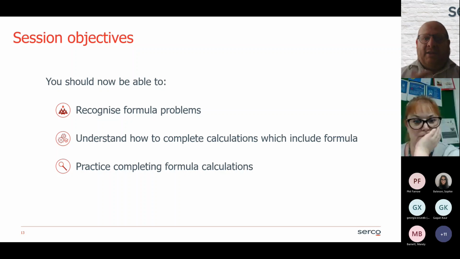And we may need to read the explanation. We needed to read earlier on about Emma travelling from Glasgow to Edinburgh. So you may need to read some explanation to work out what the letters mean, but the information will be there. Hopefully you now know how to complete calculations which include formula.